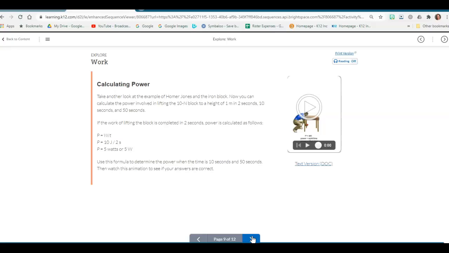So now we're calculating power. If we look at an example here, Homer Jones and the iron block. Now you can calculate the power involved in lifting the 10 Newton block to a height of 1 meter in 2 seconds. So if the work of lifting the block is completed in 2 seconds, power is calculated as follows. Work would be 10 joules over 2 seconds, which equals 5 watts. So you may want to put that example in your notes as well.